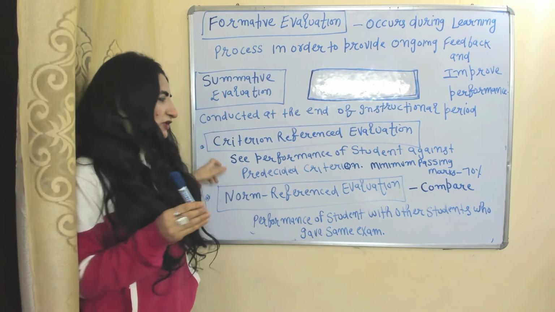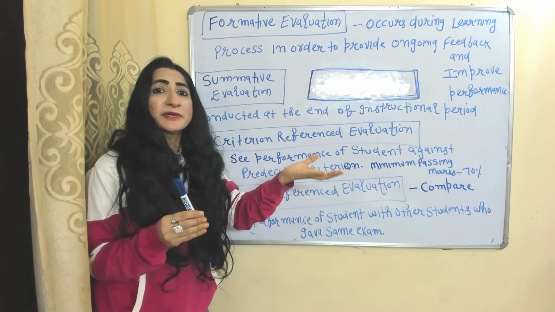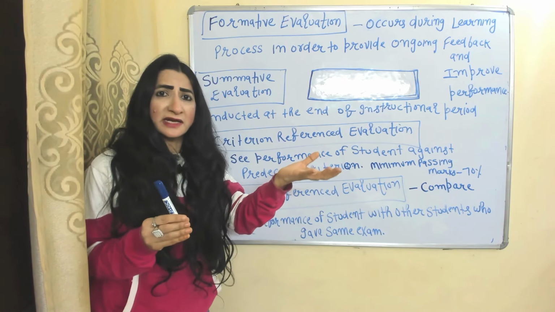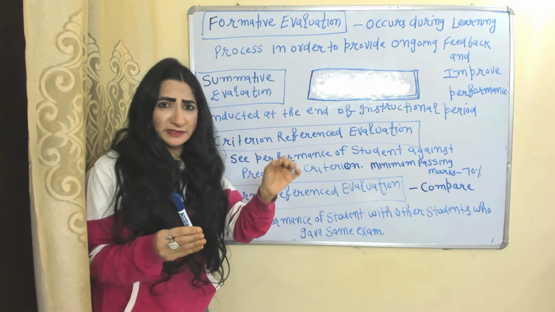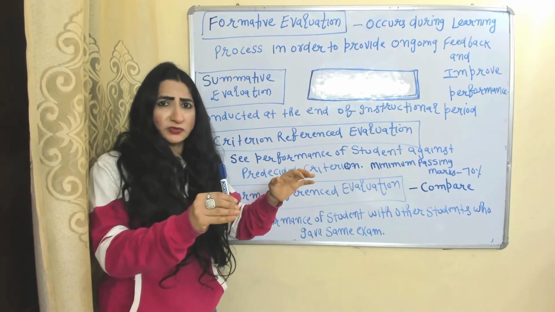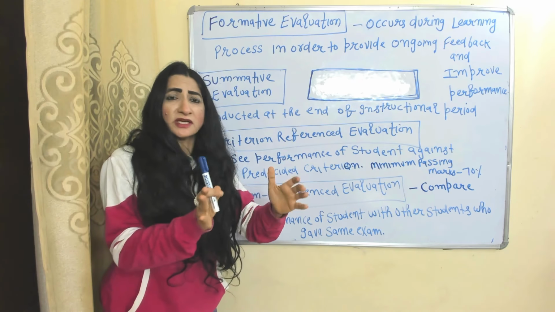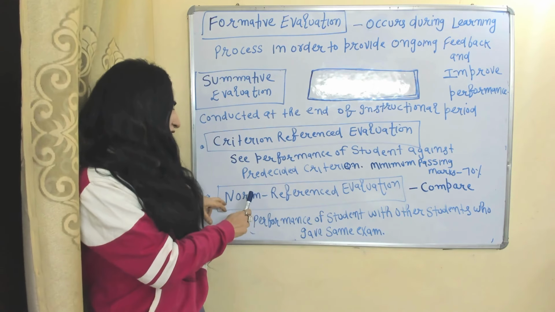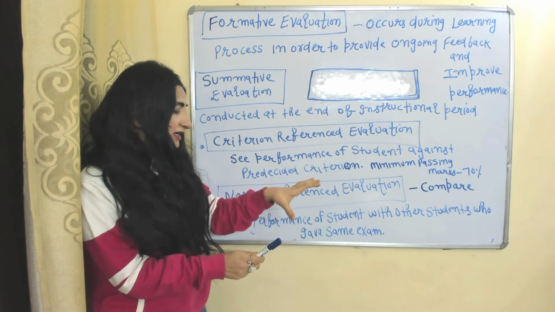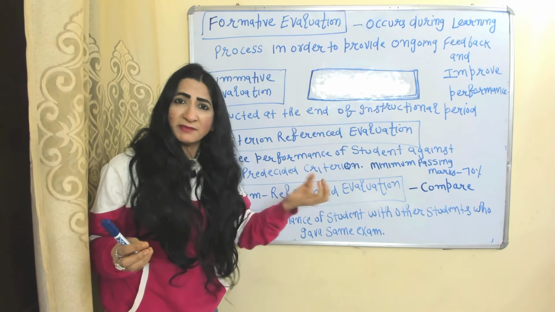Criterion referenced evaluation. Here we measure the performance of a student against a pre-decided criterion. For example, the pre-decided criterion is minimum passing marks of 70%. Those who receive 70% marks will be included in passing students. No matter how other students are performing, we just measure the performance of a student against the pre-decided criterion. But in the case of norm referenced evaluation, we compare the performance of a student with other students who gave the same type of exam.